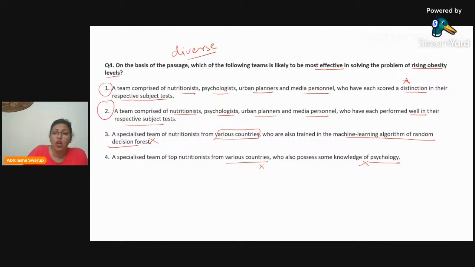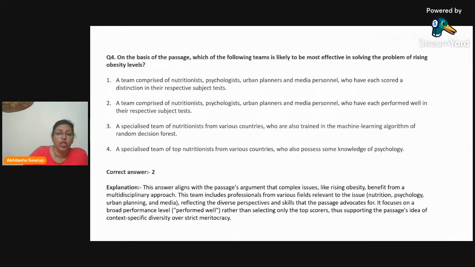Between 1 and 2, we are looking for a team which will have people who perform well, not necessarily the best people. So who has each scored a distinction and who have each performed well in their respective subject test. Well, distinction is not the only thing. Please understand, it may mean that you are the best, but does it mean that you will work really well? Not necessarily. So between 1 and 2 also, 2 is a better choice for us and therefore your answer. Okay, 2 is our answer. So broadly doing well rather than just the best.